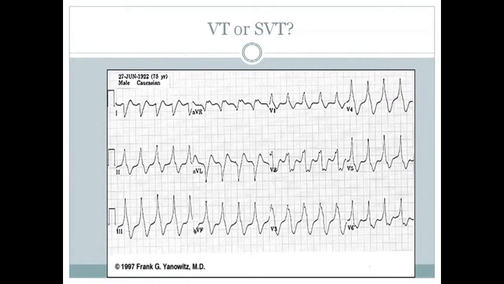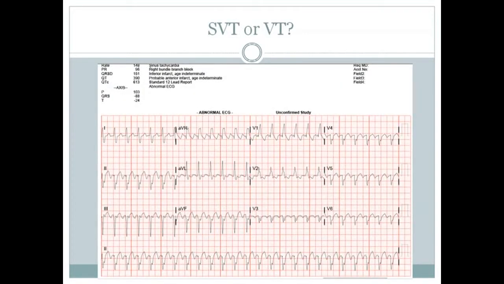So why V tach? Positive concordance. Very good. Okay, positive concordance. You see that? All of them positive. You don't need to waste a bunch of time trying to scratch your head if the bundle morphology is typical or atypical, or if there maybe is a P wave somewhere there. Okay?